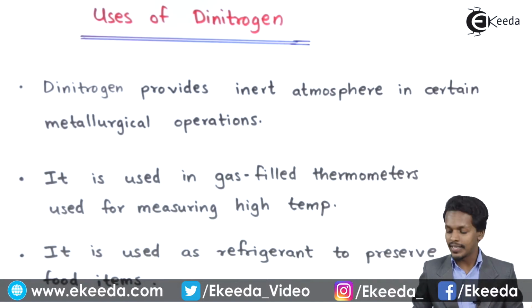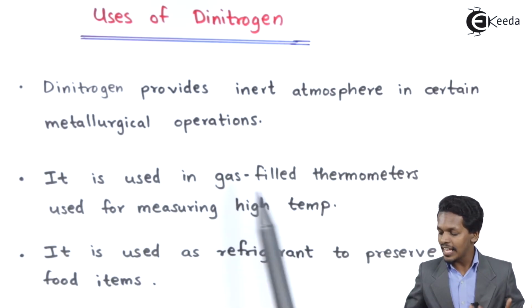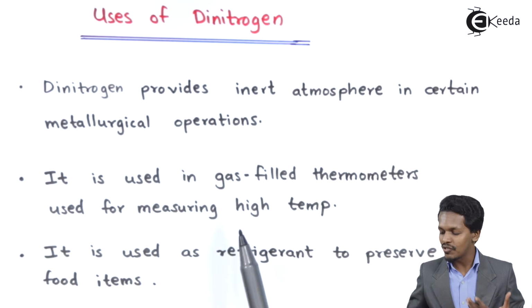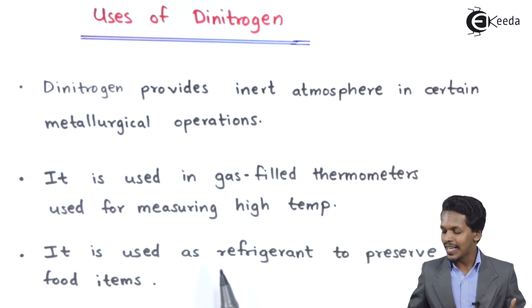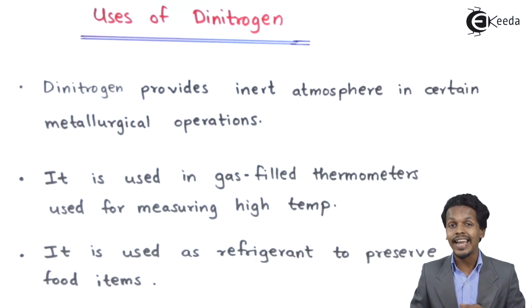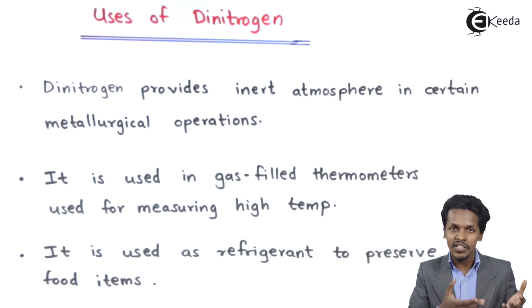And talking about the next one, it is used in gas filled thermometers which are used for measuring high temperature. Next, it is used as a refrigerant to preserve food items as well as other biological matter that has a chance to degrade. So that's the reason dinitrogen has multiple uses. Apart from this, dinitrogen is also used for the preparation of ammonia, which we discussed in our previous lecture. It is also used in the preparation of nitric acid and so on.